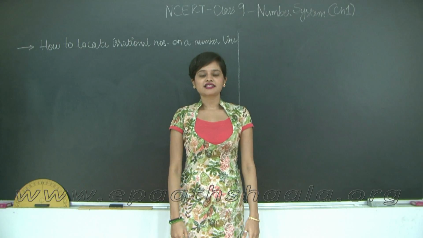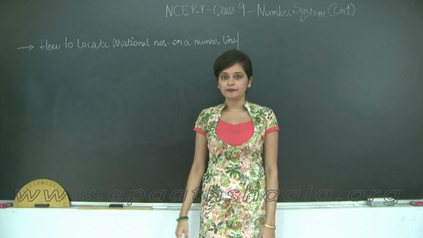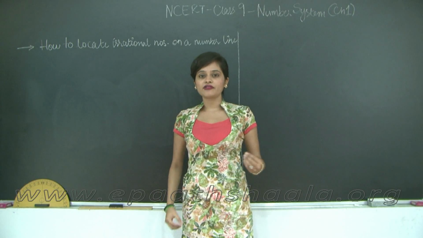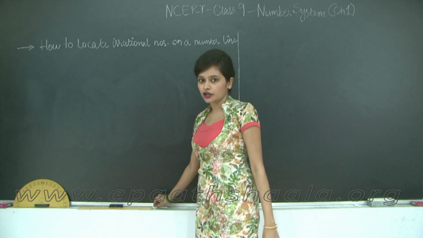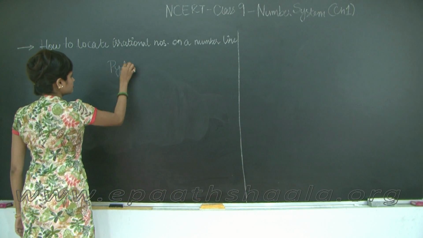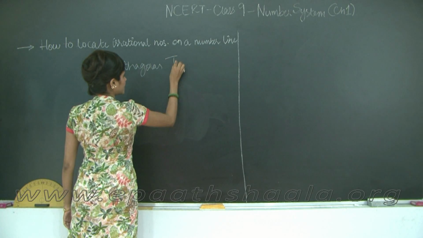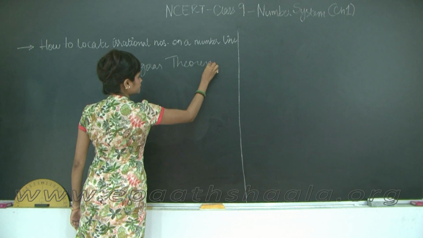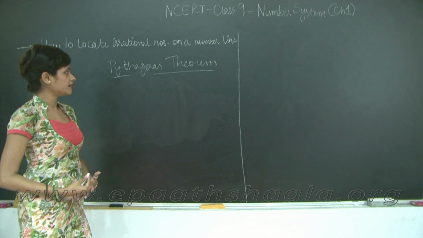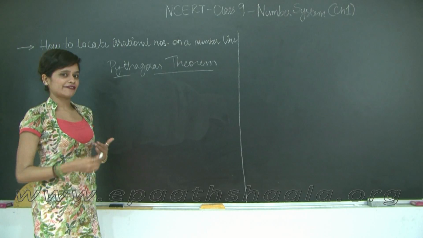Hello students, continuing with number system, let us see how we can locate irrational numbers on a number line. But before we actually go about plotting irrational numbers on a number line, let's see what funda we are going to use. Have you ever heard before of something called Pythagoras Theorem? I'm sure you must have done this in your 8th grade, but just in case you do not remember because you're just back from your vacations, let us quickly revise it, okay?